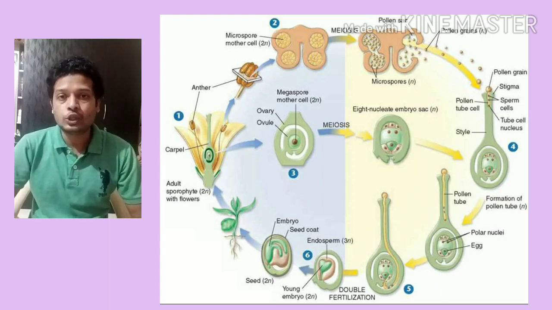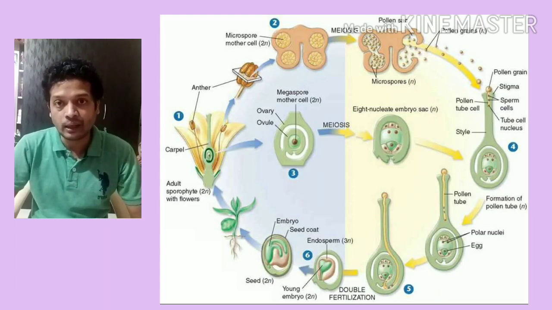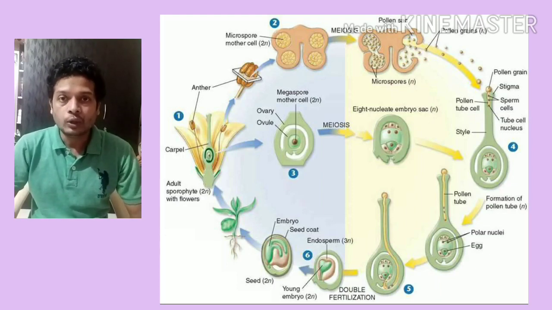This transportation of pollen grains on stigma may occur by help of natural factors like wind or water, or it can also occur by biotic factors or living organisms like birds and insects. So the process of transfer of pollen grains from anther to the stigma of flower is known as pollination.